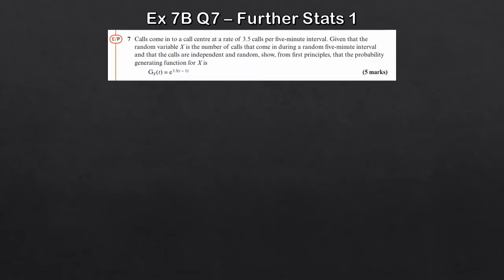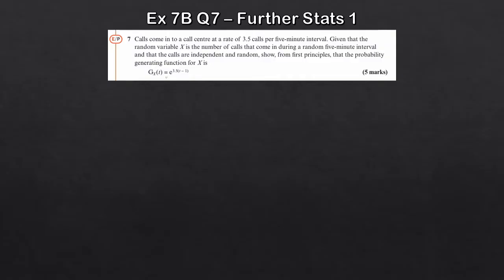So the next one is from exercise 7B, question 7. It's a question looking at showing from first principles the probability generating function for x, which is defined as this here. So this G_X of t is equal to e to the 3.5 bracket t minus 1. So 5 marks for this.